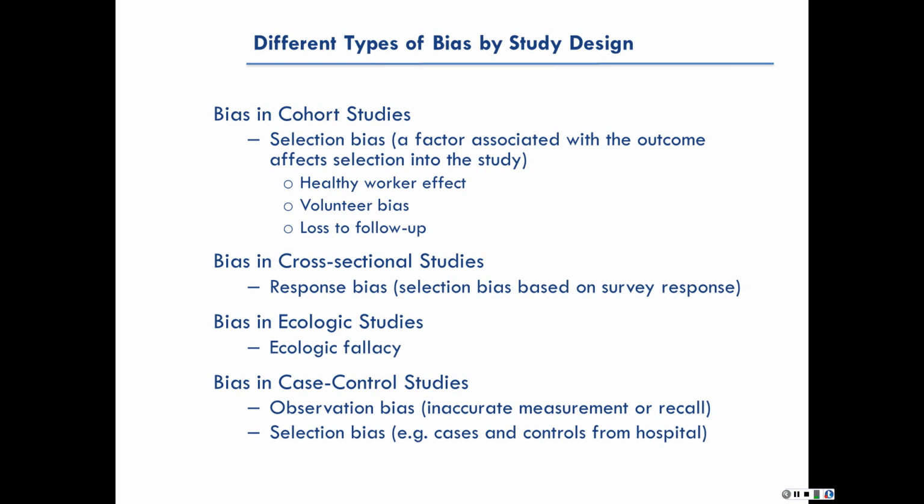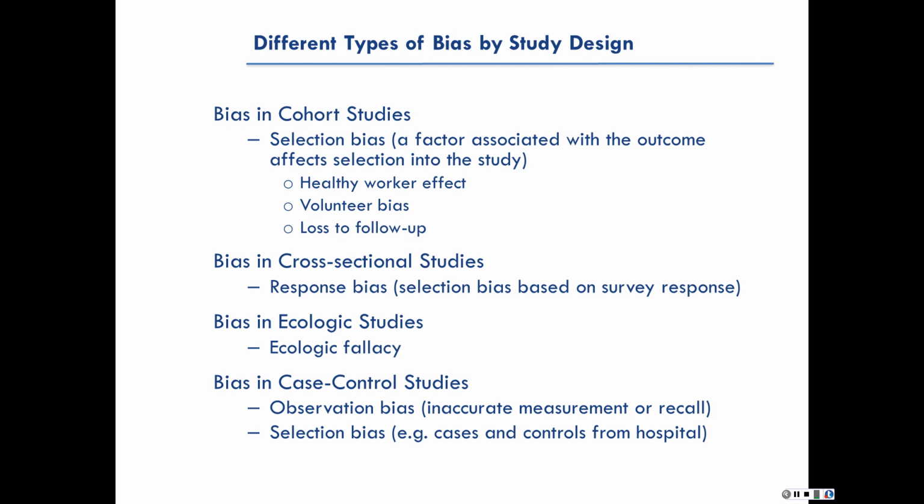And then lastly, another type of selection bias is loss to follow-up. So people who die, for instance, or, if it's multiple waves of a survey, people who do not continue to fill out the survey and mail it in, there might be something systematically different about those people, and that would be selection bias. When it comes to bias in cross-sectional studies, the bias people are most concerned about, because these are surveys, is response bias. And so response bias is a type of selection bias, again, based on survey response. Do the type of people who respond to surveys systematically differ from those who do not respond? Probably those people do.